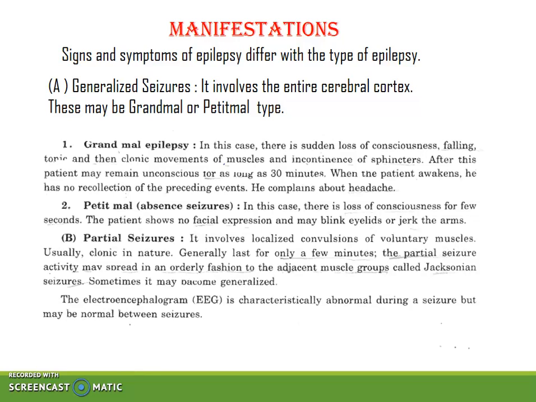In grand mal epilepsy, there is sudden loss of consciousness, falling, tonic and then clonic movements of muscles, incontinence of feces. After this, the patient may remain unconscious for as long as 30 minutes. When the patient awakens, he has no recollection of the preceding event and he complains of headache.